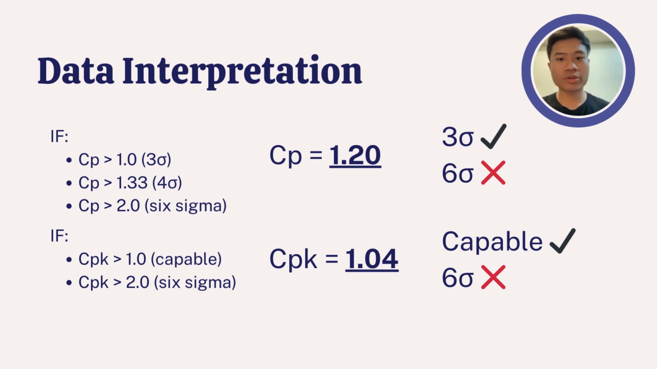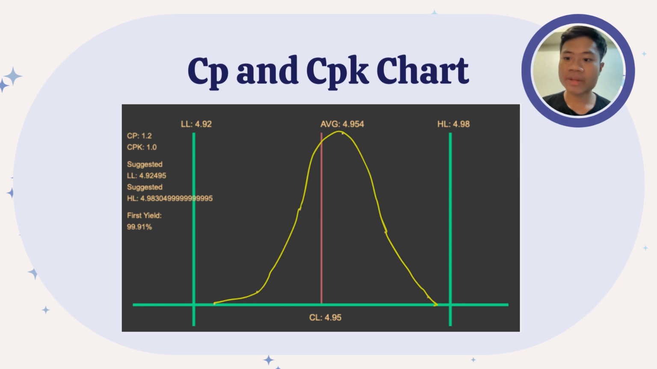CP was at 1.20. This means it is barely capable since it's greater than 1.0. However, it's not at 1.33 or 2.0, which is 6 sigma level. As for CPK, it's at 1.04, which is greater than 1.0, which means that it is capable. However, it is not at 6 sigma level. This discrepancy highlights the need for further adjustments to better center the process and improve overall quality.